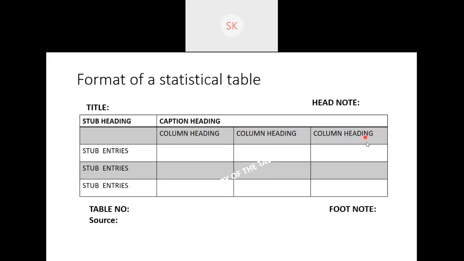Now, this is the format of statistical table. BBA students, you have one 6 marks question, very rarely asked. I think out of 5, they had asked in 2 exams. Okay, draw the format of statistical table and explain the contents. That was one of the 6 marks questions which were asked.